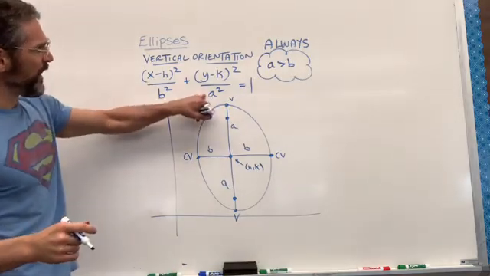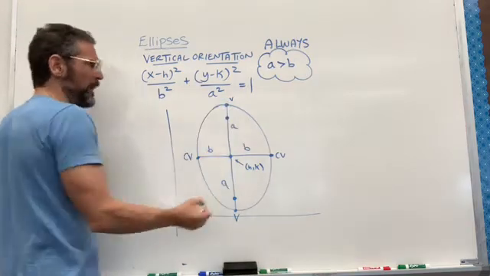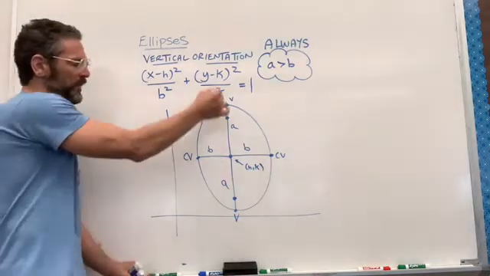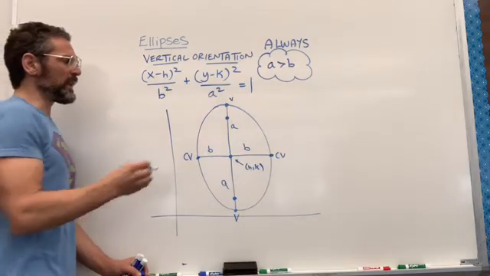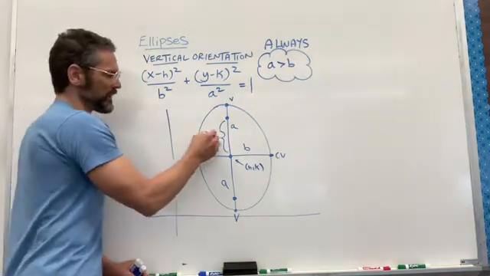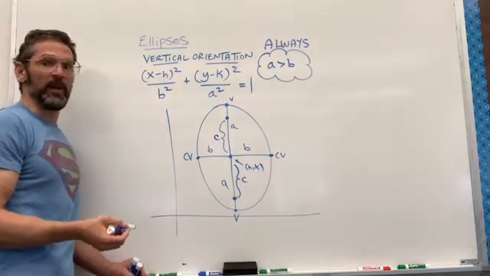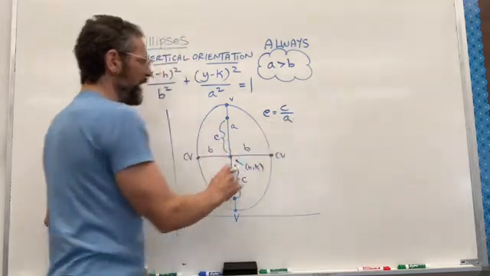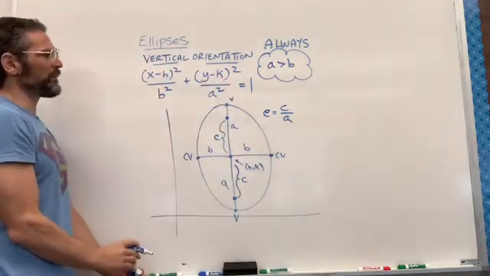So if the biggest denominator is under the y, then from our h, k center point, we're going to go up A and down A. Our major axis is vertical now, and our minor axis, 2B, is horizontal. Everything else remains the same, except we're now in the vertical orientation. Here is C. Notice C and A are always on the same line, which is the major axis. The eccentricity remains C over A, but now you're going C and A not in the horizontal direction, but in the vertical direction.